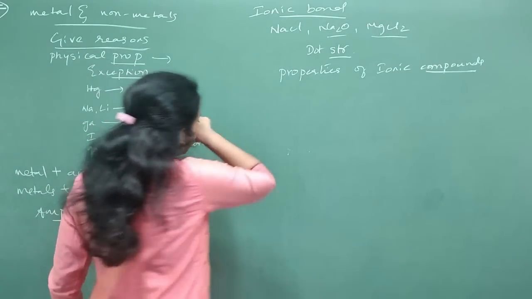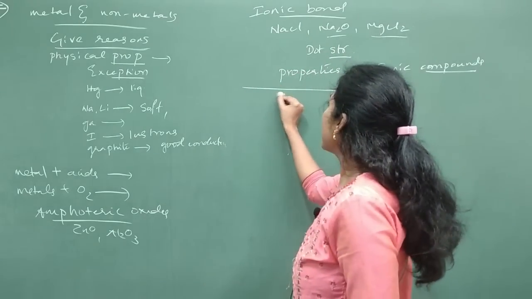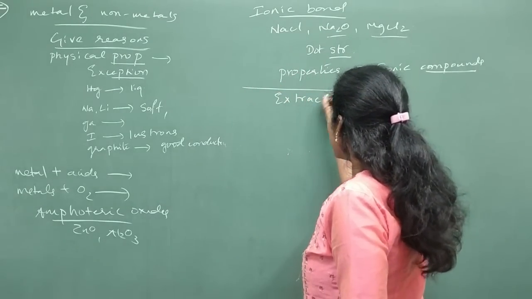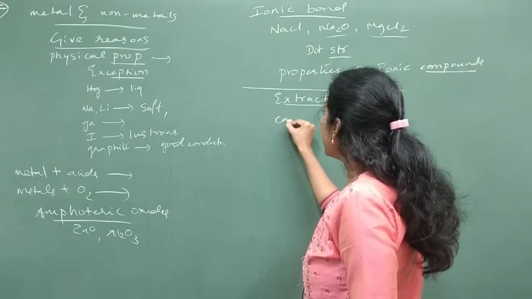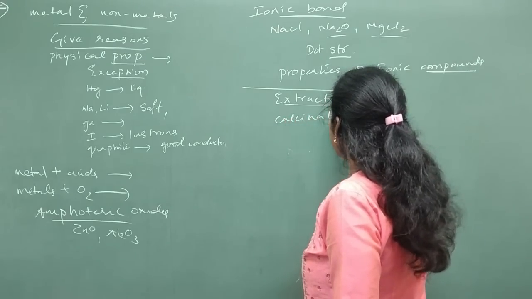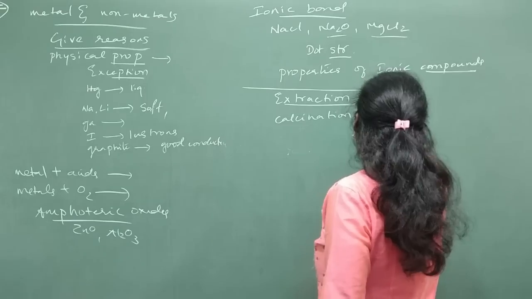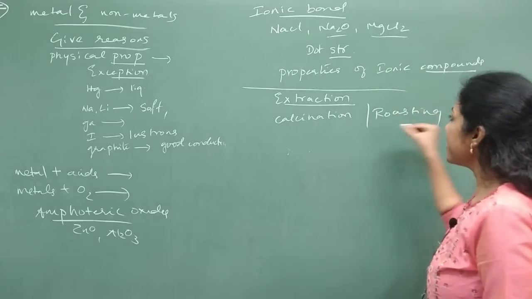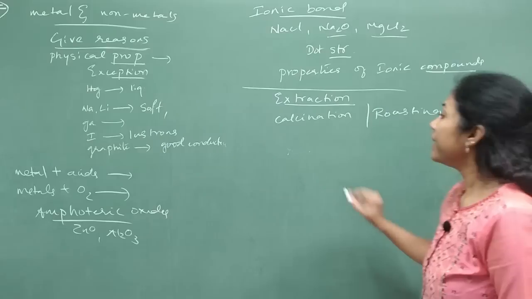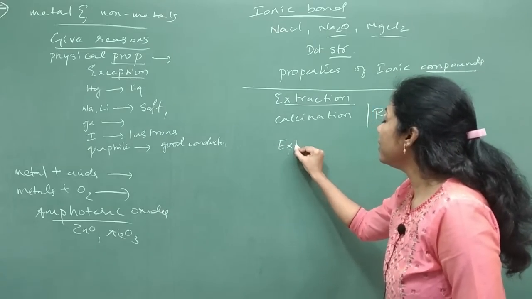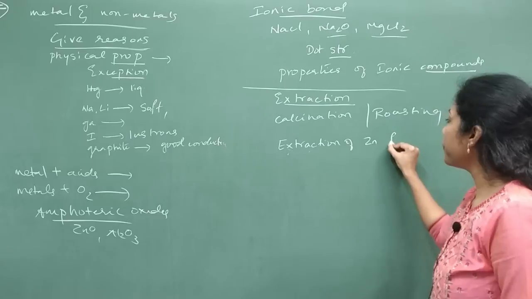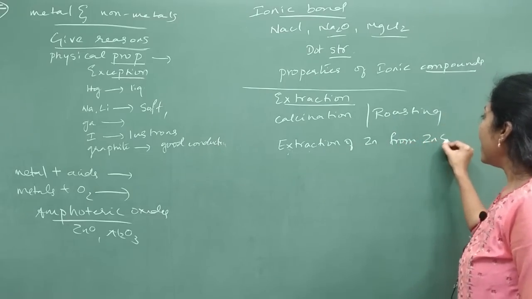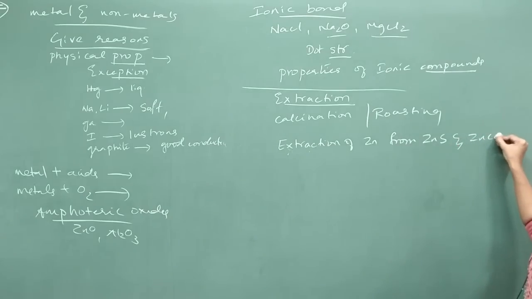After this, coming to the extraction part, the last part in the chapter, here are calcination and roasting. You have to concentrate on calcination and roasting. They will ask you the differences between calcination and roasting. And you should learn extraction of zinc from zinc sulfide and zinc carbonate. You should know how to write the chemical equations here.